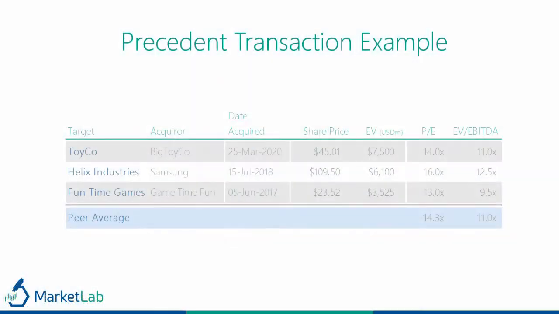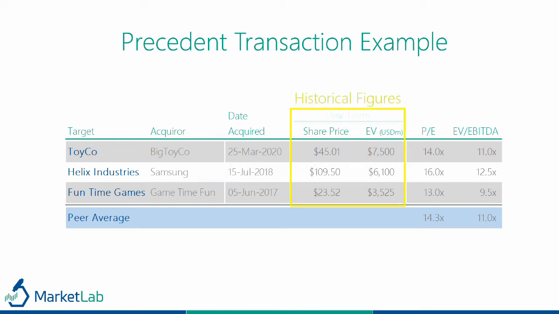Let's say that we find acquisitions of Toyco, Helix Industries, and Funtime Games, and think that they're the best representative deals to look at. Checking out their press releases and media coverage, we can then build out a table similar in the way we would for a comp table, except with a few key differences. Firstly, instead of using the current share price and enterprise value, we use the actual values used during the takeout.